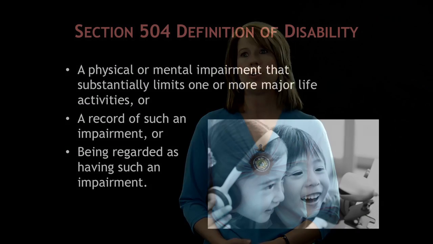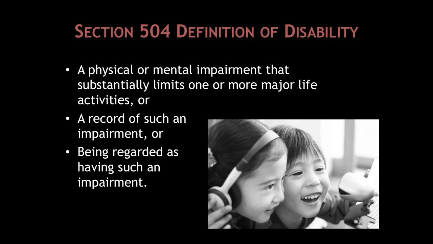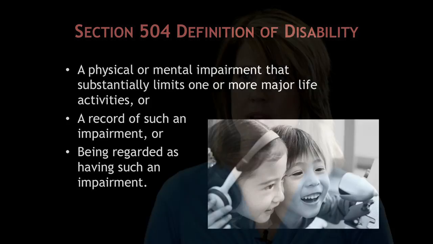When deciding who is eligible for Section 504 accommodations, one must turn to the legal definition of a person with a disability. Section 504 and the Americans with Disabilities Act continue to define disability as an individual with a physical or mental impairment that substantially limits one or more major life activities, or who has a record of such an impairment, or who is regarded as having such an impairment.